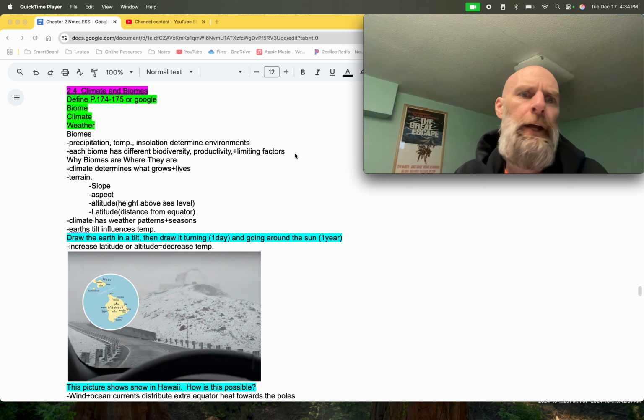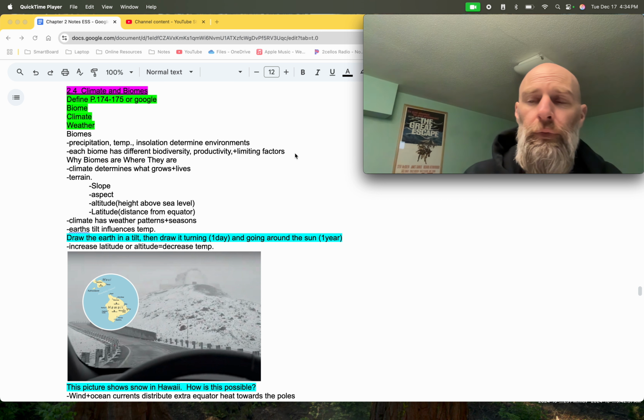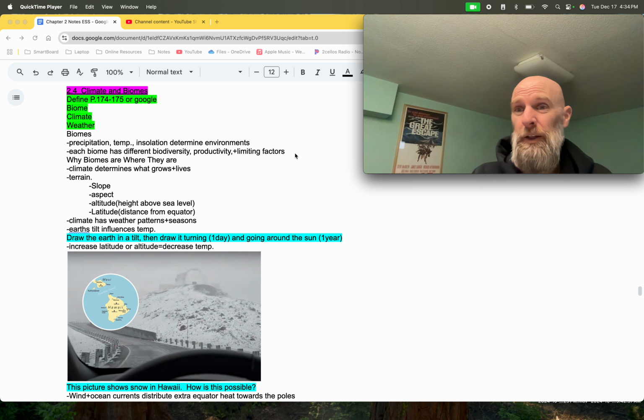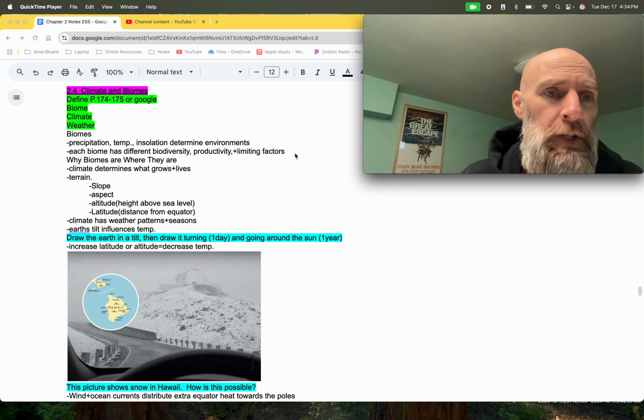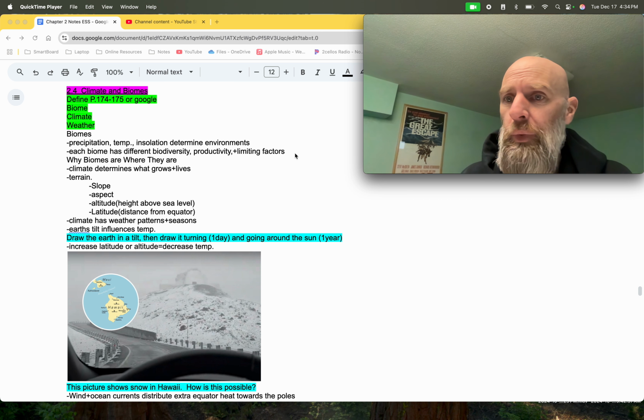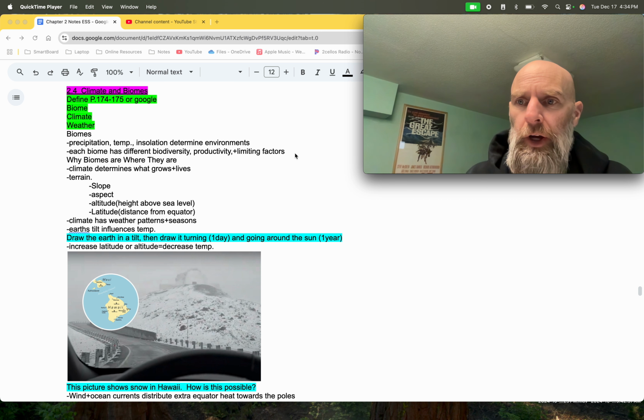2.4 climate and biomes. Define these on page 174, 175. You can Google it. You can use ChatGPT, any sort of AI you want. I'm pretty easy. So, biome, climate, weather, way to go. Find them, nail them, all that sort of stuff.